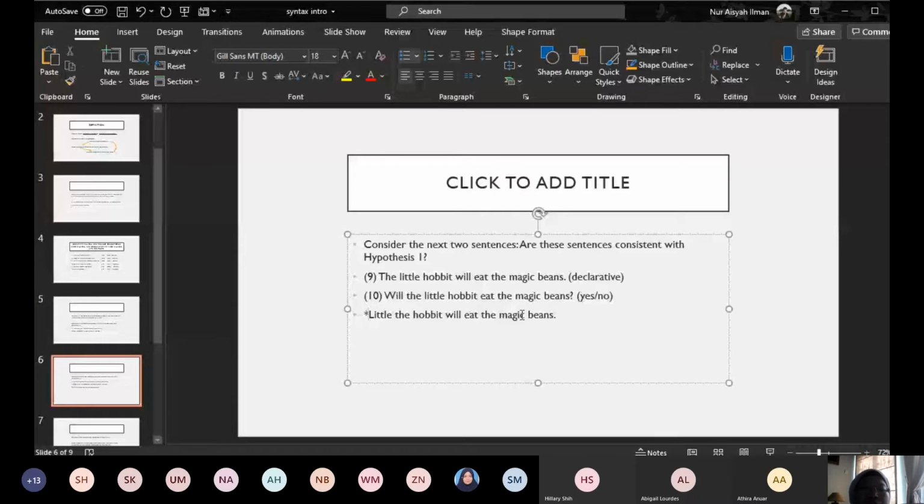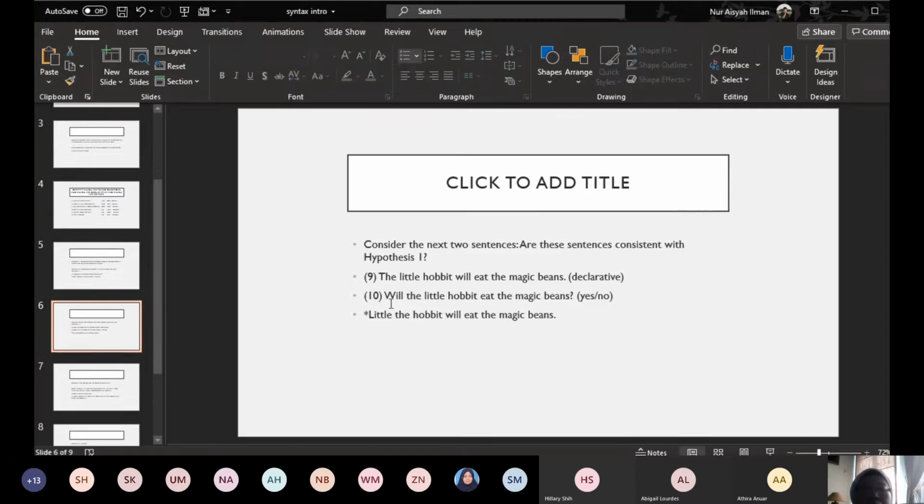will is actually the fourth word because we have the little hobbit will eat. So will is the fourth word. Jadi kalau kita ikut hypothesis tadi, that hypothesis cannot explain number 10. So we have to change our hypothesis. Betul tak? So kita kena tukar sebab nombor 10 ni adalah satu ayat tanya ya tidak yang memang grammatical in English. So that means it's not the sentence that's wrong, it is our hypothesis that we have to revise.